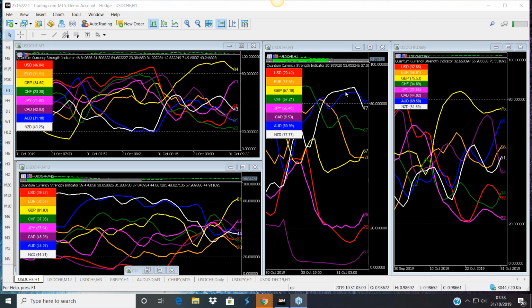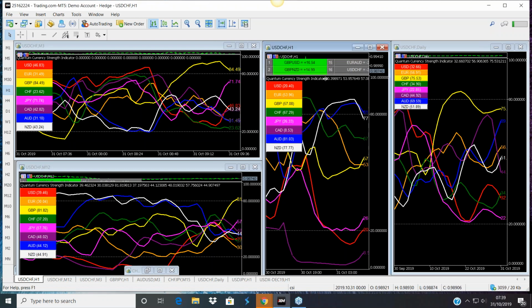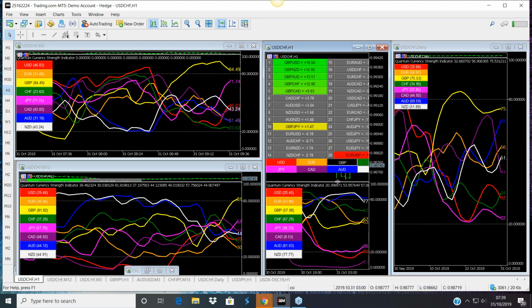If we look up here, we've got the Aussie and the Kiwi. They're sort of turning over in this time frame. So there's obviously been some Kiwi selling and certainly some Aussie selling. How is that represented in the actual pairs itself? And this is where I have a little trick, where I put our second indicator up, which is the matrix, and that tells me in this time frame where this flow of money is going to in this particular currency and into what pairs.